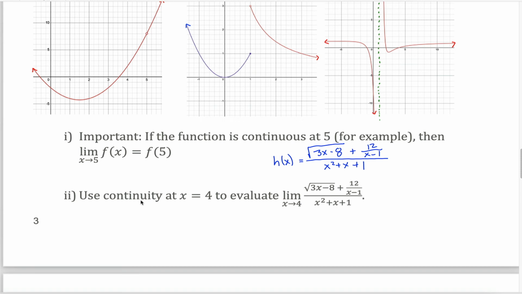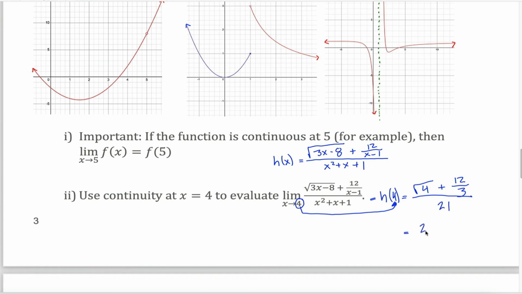Because this function is continuous at x equals 4, which isn't even something you have to recognize at this point. You can just trust me since I said use continuity to evaluate this thing. Because we're continuous at 4, figuring out the limit is as simple as figuring out h of 4. Figuring out what comes out of this machine when I put 4 into it. And that's easy. Right? All I got to do is copy exactly what I see here, changing all the x's into 4s. So 3 times 4 is 12, and 12 minus 8 is 4. So I get the square root of 4 plus 12 divided by 4 minus 1. 4 minus 1 is 3, so I got 12 over 3. Divided by x squared plus x plus 1. Let's see, 4 squared is 16, plus 4 more is 20, plus 1 more is 21.